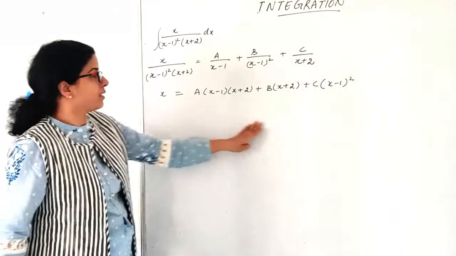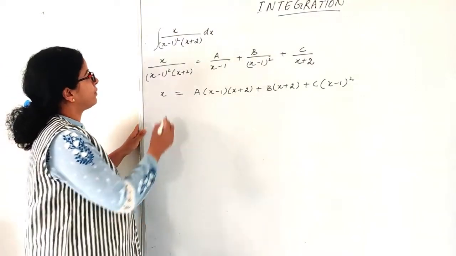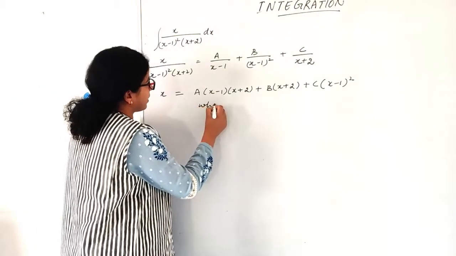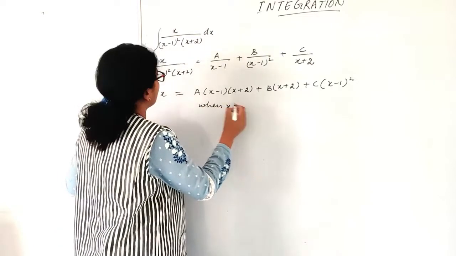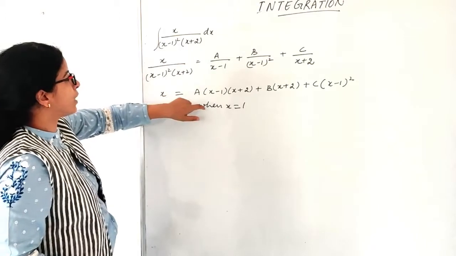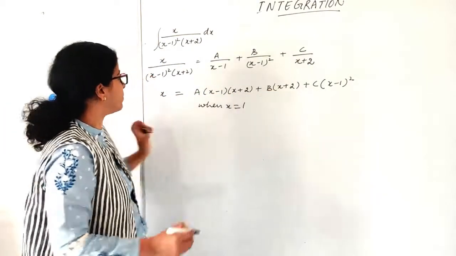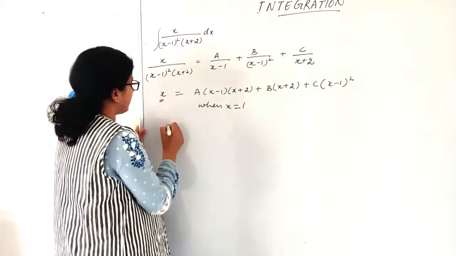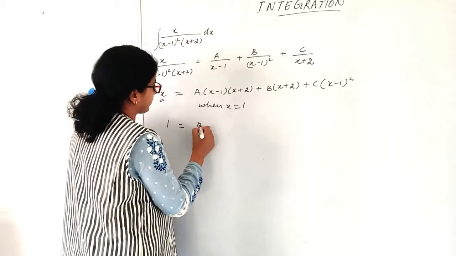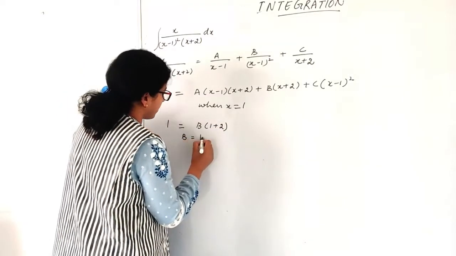So this is the way we have got our values. Now we can substitute x equals 1. When I substitute x equals 1, this term will vanish and this term will vanish, and I'll get the value of b. So substitute 1 in place of x everywhere. So I am getting b equals 1 by 3.